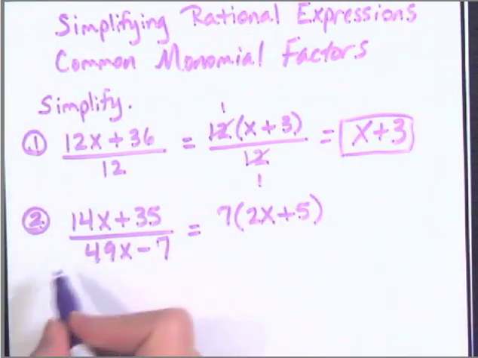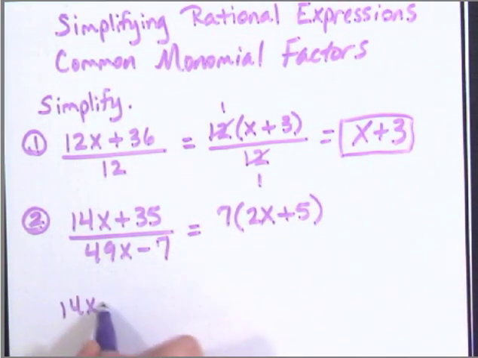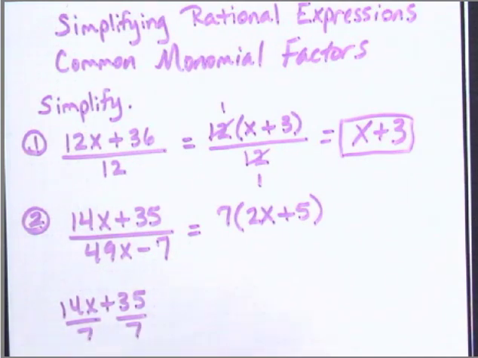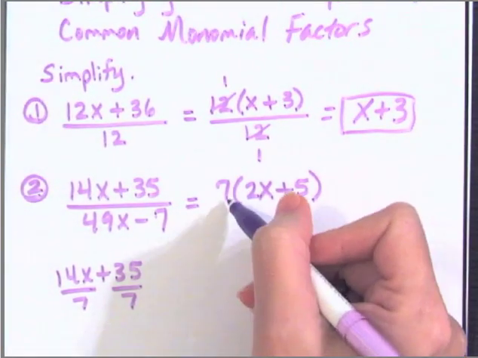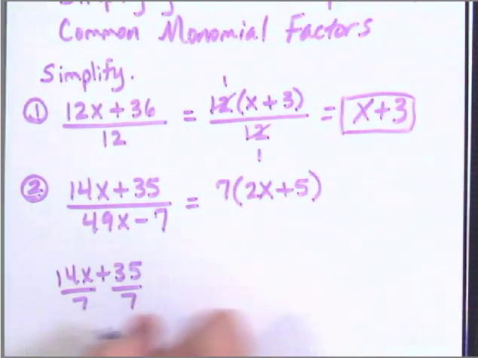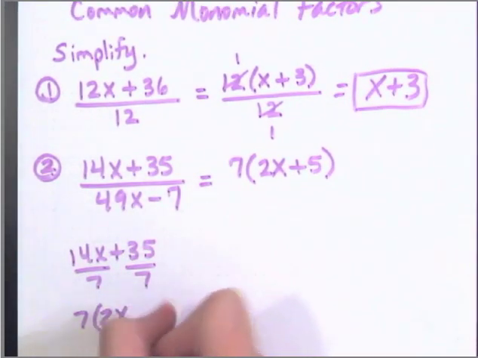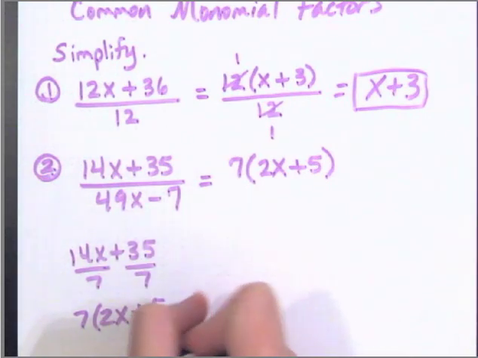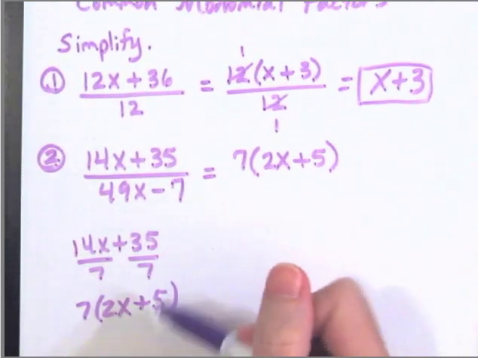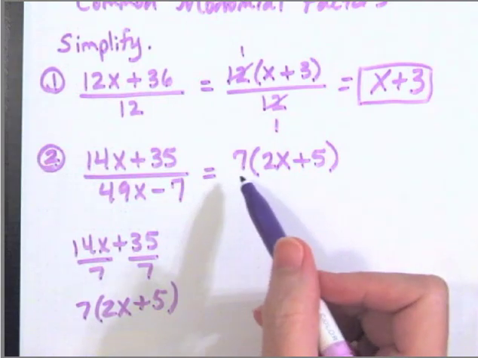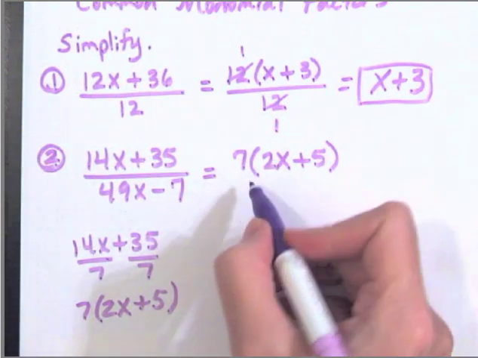Okay, and if you need to do that the old way, you could do this and then divide each term by 7. Okay, and so the 7 goes here, and then what's left goes in parentheses. So 14 divided by 7 is 2, 35 divided by 7 is 5. So if you need to show that, you may. You're just dividing each term by 7.